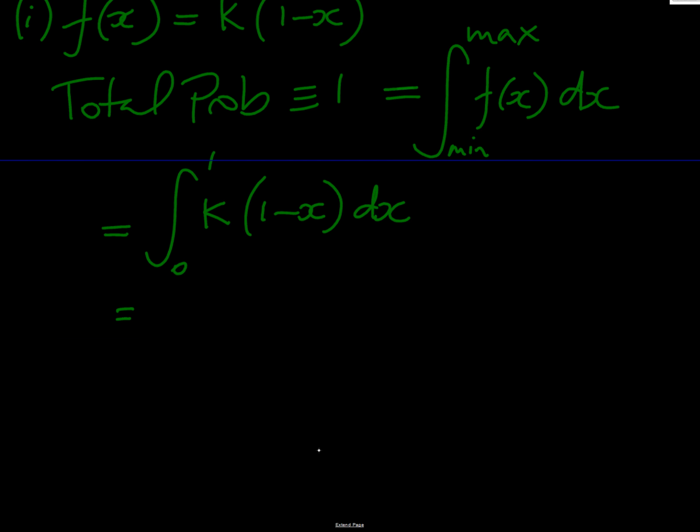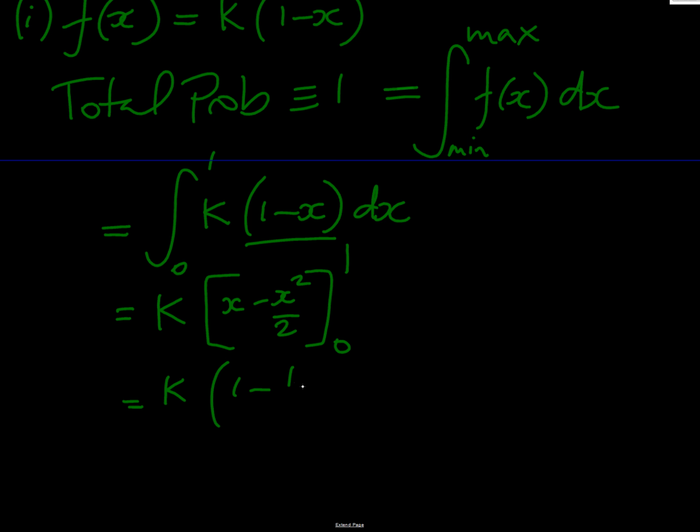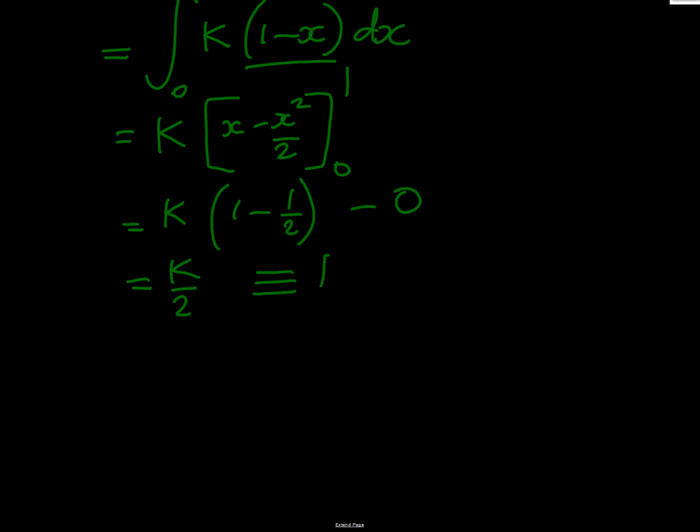If we integrate that, we can take the k out the front. We integrate what's in this bracket and we get x minus x squared over 2, as a definite integral between 0 and 1. The upper value is 1 minus 1 over 2, and the lower value is 0, so I'm just going to leave that as 0. And so that equals k over 2. That must be equal to 1, by definition, since total probability is 1, and therefore k equals 2.